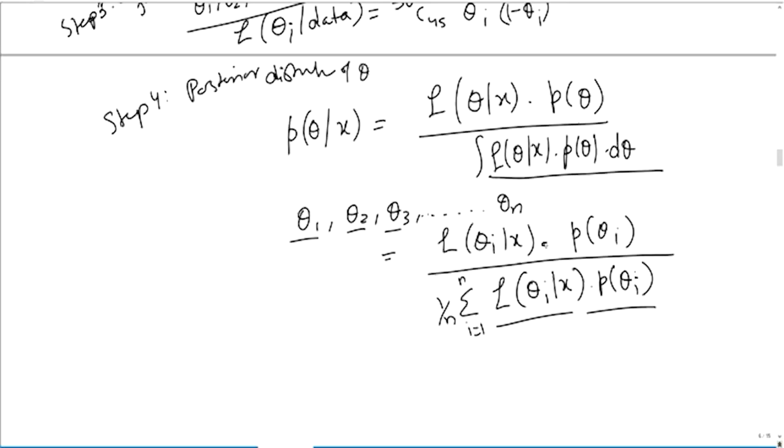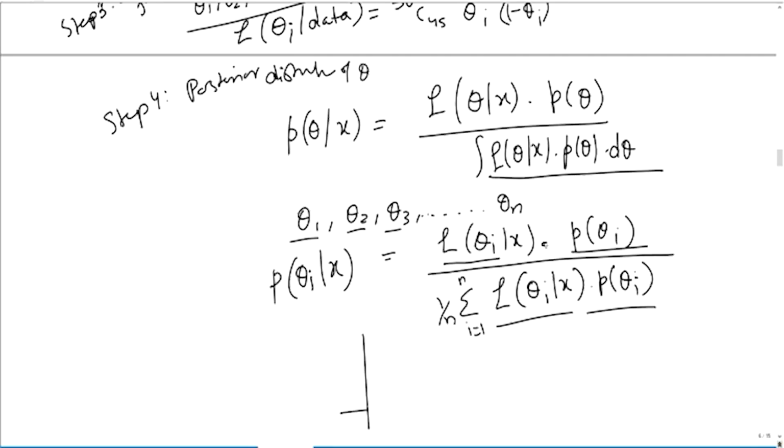So this is basically a marginal likelihood, and this is likelihood into prior. Now we are computing this for each theta i. What this is going to give you is the posterior density for parameter value theta i. If you can compute it for theta 1, you can compute it for theta 2, theta 3 and so on. So basically you will get a vector of posterior densities.